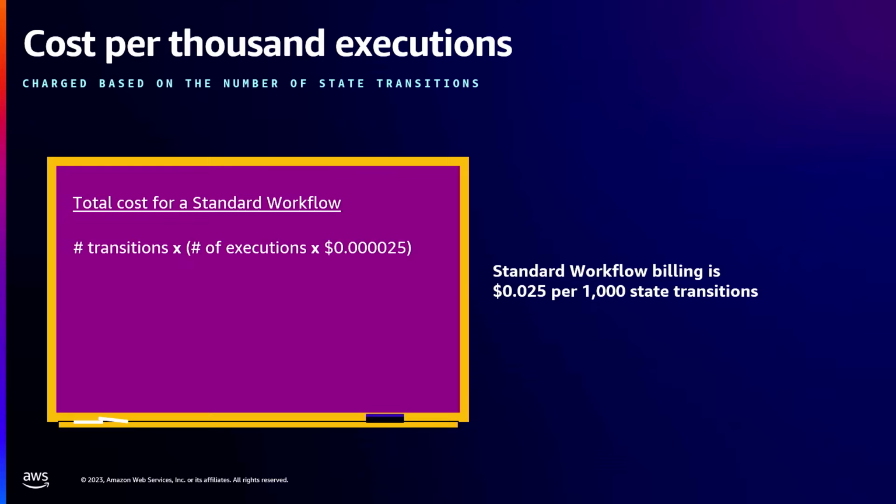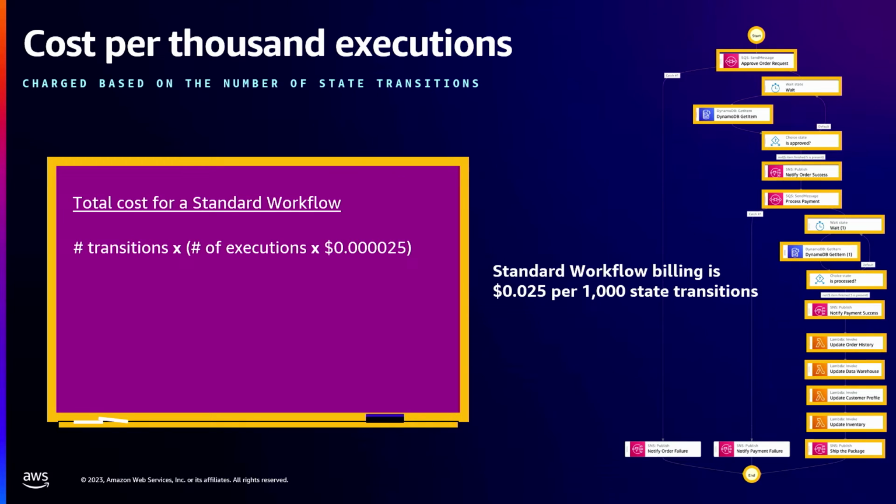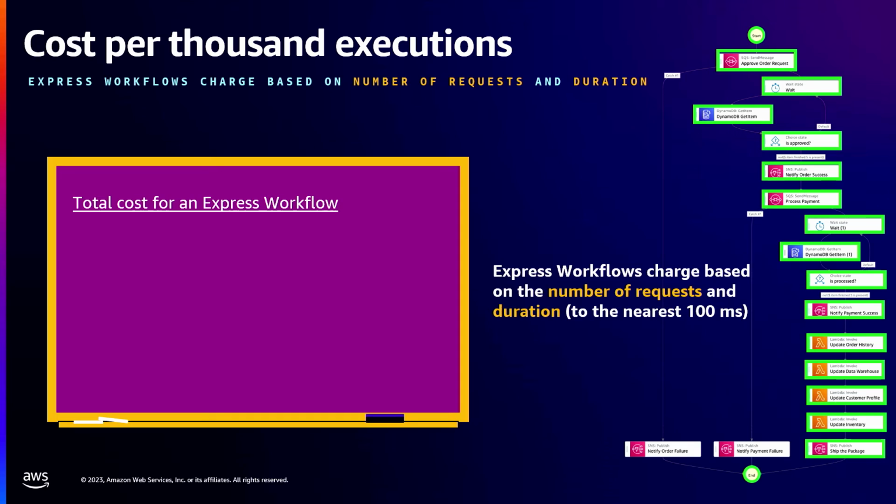Here's how you work out the cost of your Standard workflow. It costs 2.5 cents for every 1,000 state transitions. So a state transition is when the data moves from one state across to the next. So in this workflow here, I've got 17 state transitions on the happy path. So if I want to work out the cost, if I run it 1,000 times, I do 17 times 2.5 cents, and that's how I got my 42 cents. Express workflows.